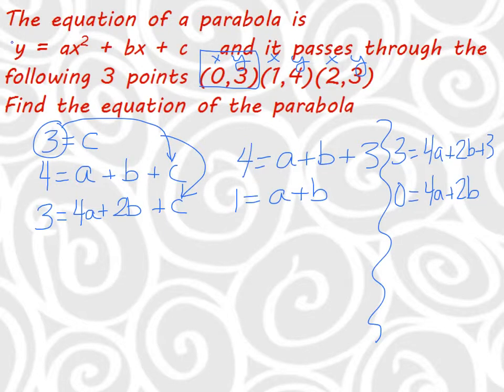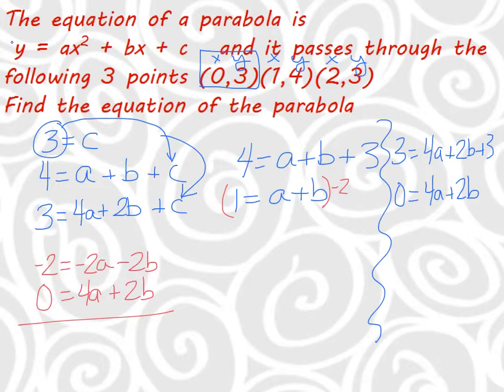So I'll have my 1 equals a plus b. Actually, let me erase that because I'm going to go ahead and change that. Let's go ahead and maybe take that times a -2, and that way we'll get the b's to drop off. Okay, so I've got, and I'm going to come over here and do this. So it's a -2 equals -2a minus 2b. And my other equation was 0 equals 4a plus 2b. Solve the system, you get -2 equals 2a, so then a would equal -1.